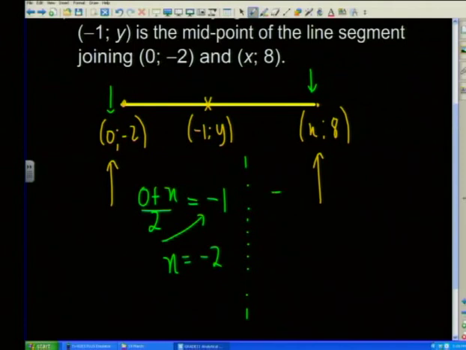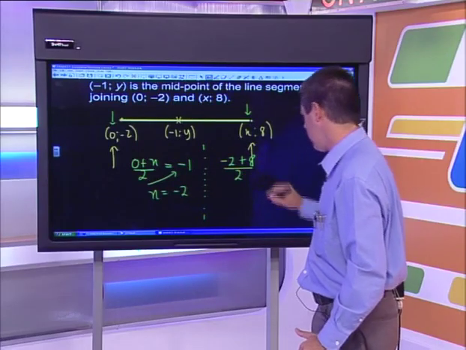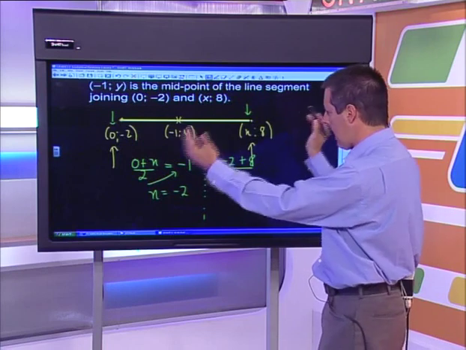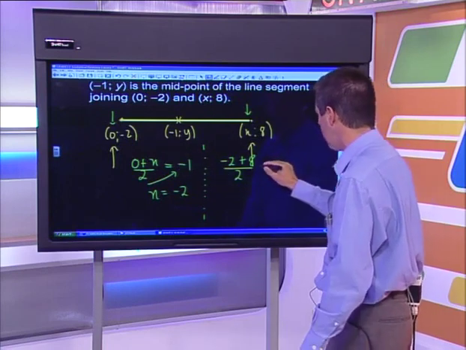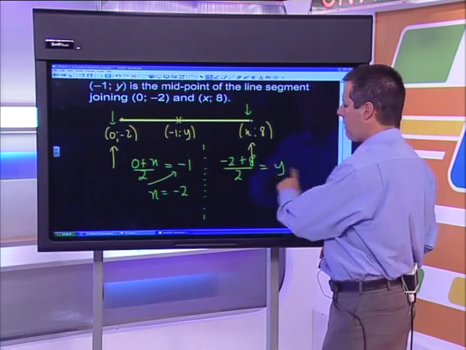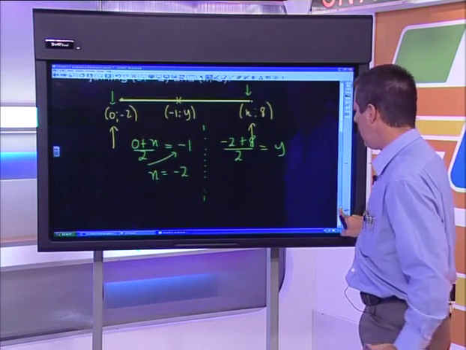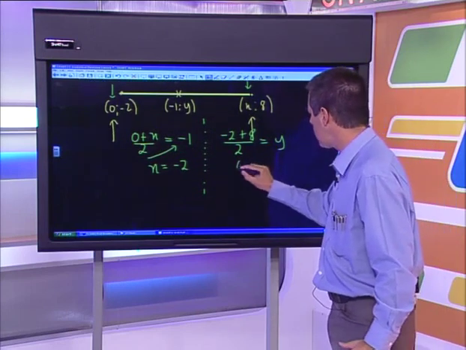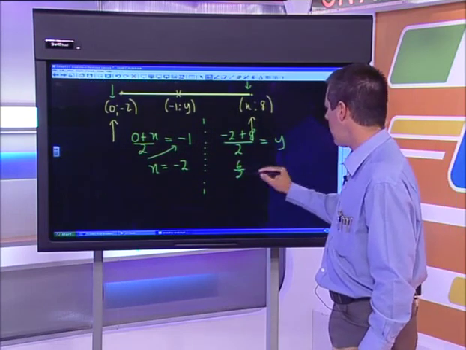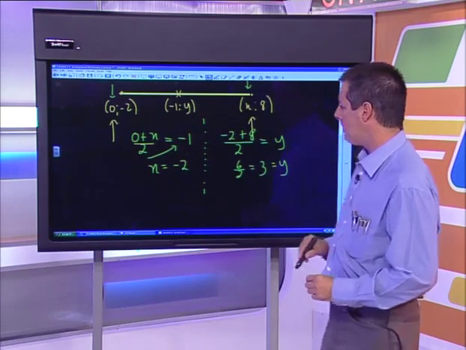So the two outer y's are negative 2 plus 8 divided by 2. So it's really the average of the two y's. Add the two outer y's, divide by 2, and that always gives you the midpoint value. And so we notice that my unknown now is just somewhere else, but we needn't panic. And so if I work out the top, which will give me 6 over 2, okay, which is the same as 3, which then is my value for y.